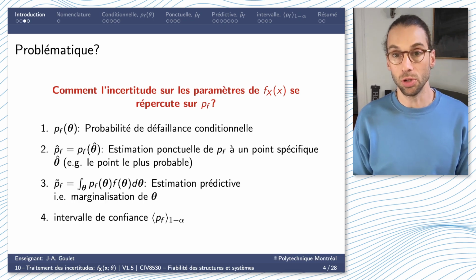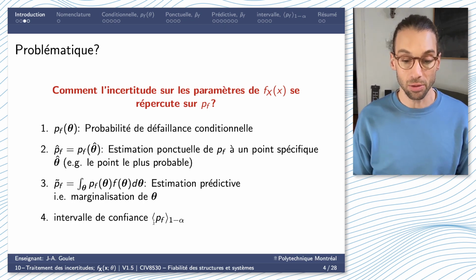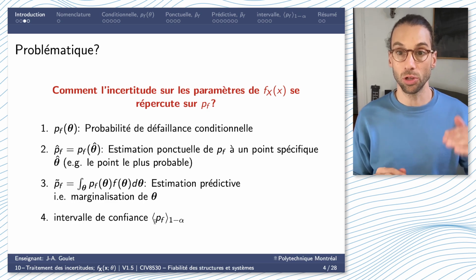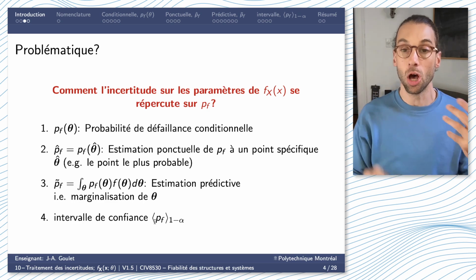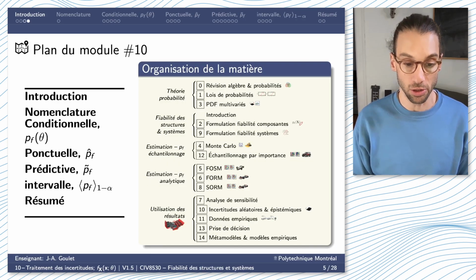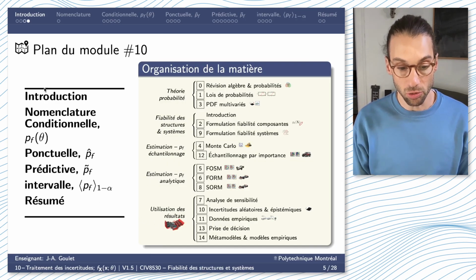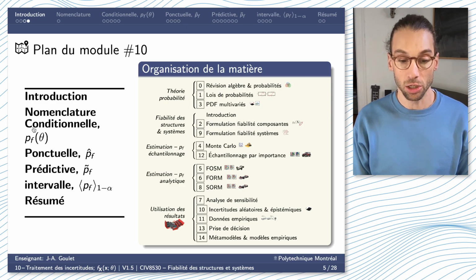And finally, we can build a confidence region around PF, meaning that we want to have a lower bound and an upper bound on the possible probability of failure. So this is what we already saw in the introduction. We're going to look at the conditional failure probability. Before that, we're going to build a bit of nomenclature.